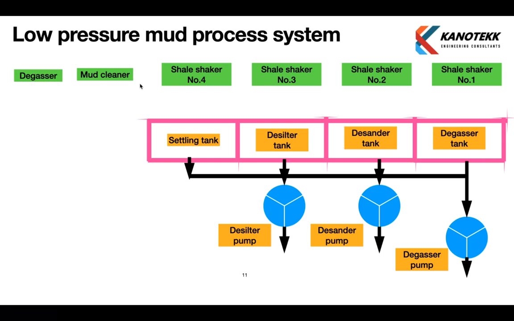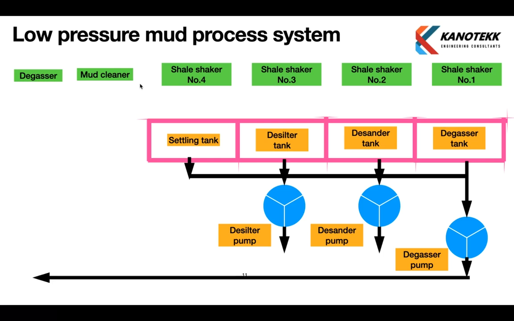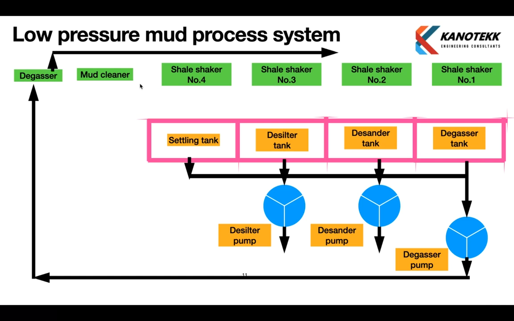The degasser pump takes suction from the degasser tank and supplies to the degasser, which is an equipment called a vacuum degasser. The purpose is to remove the dissolved gases in the mud fluid. The mud which returns from the well with cuttings may have some dissolved gases. So to remove the dissolved gases, we pump this fluid to the degasser, which removes the gas and returns the mud to the desander tank. That is a process which happens in the shale shaker area. This process is also incorporated.